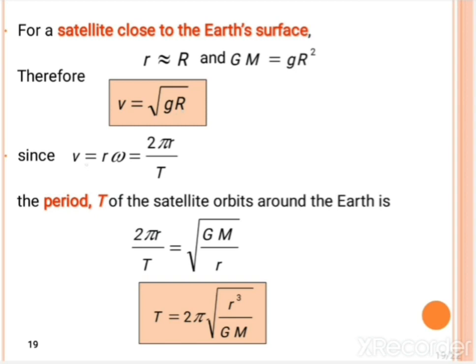Alright. Since v equals r omega equals 2 pi r over T, we substitute and get 2 pi r over T equals square root of GM over r. And then we rearrange the equation, and we get the period of the satellite orbiting around the Earth: T equals 2 pi times square root of r cubed over GM.